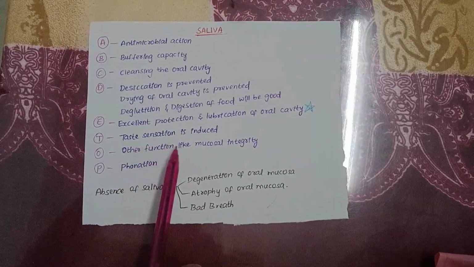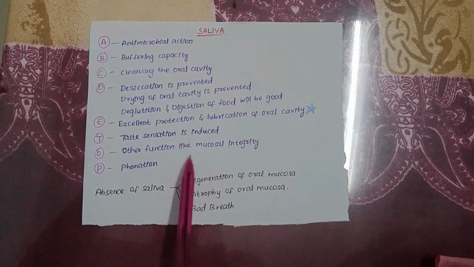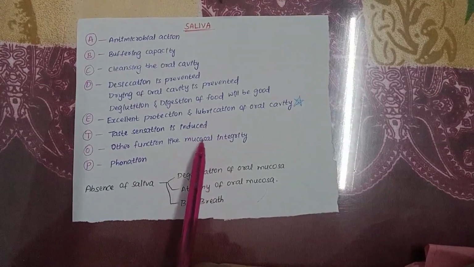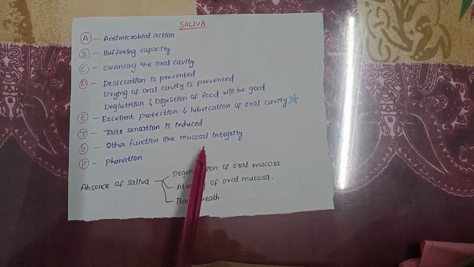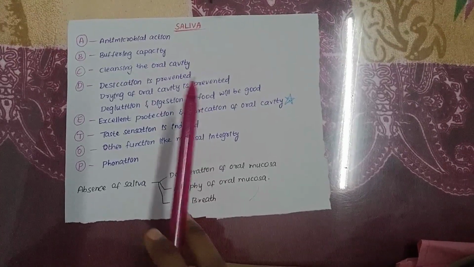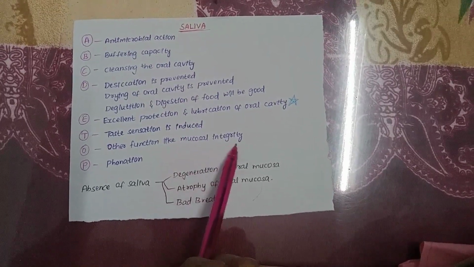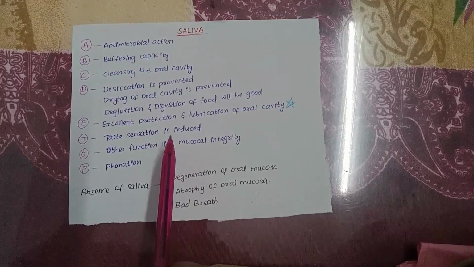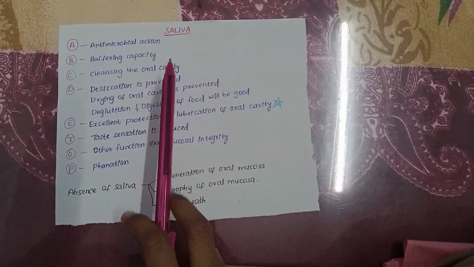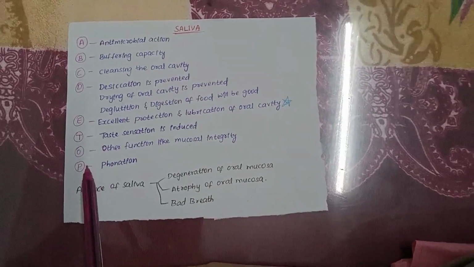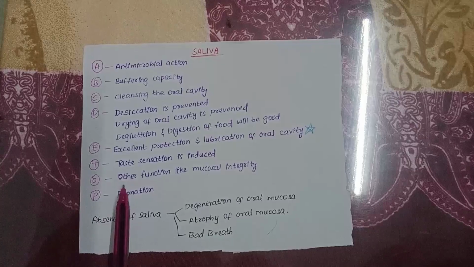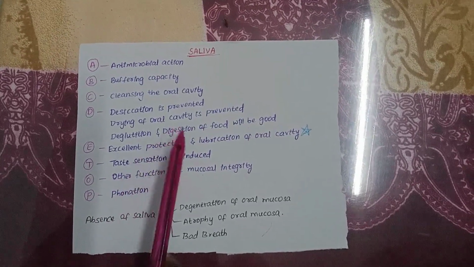O. Other functions like mucosal integrity. As we learnt before about the mucosa, the structure and function of the mucosa is maintained in a good manner due to the presence of functional saliva. It is known as mucosal integrity, and the degeneration and destruction of mucosa is prevented due to the presence of saliva. P. That is phonation. Phonation means speech is also maintained by saliva.